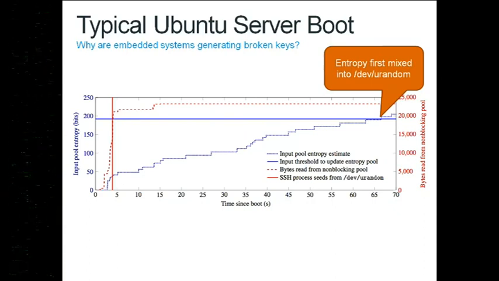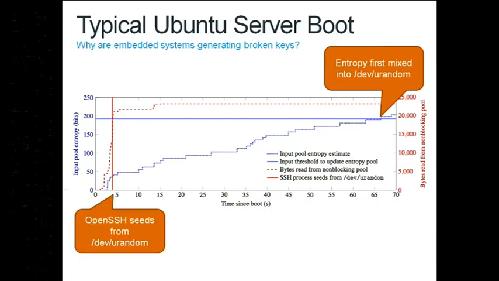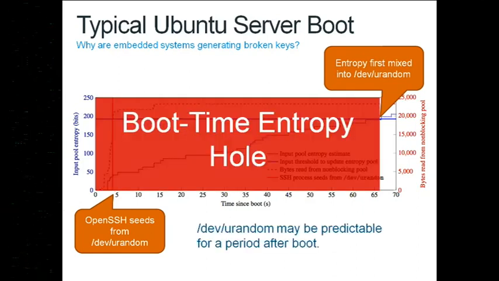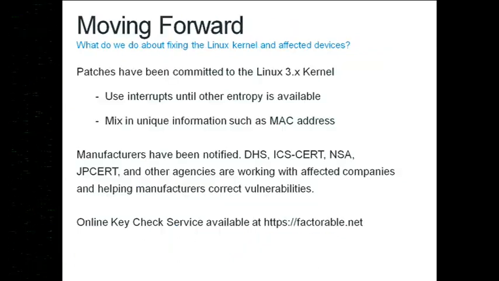So in one test system, here is when dev-urandom warmed up and actually became randomized. Here's when OpenSSH seeded its internal random state. This is what we call a boot-time entropy hole. And our hypothesis is that many of these vulnerable devices generated on first boot their private key during this entropy hole when they had not yet collected any form of randomness.